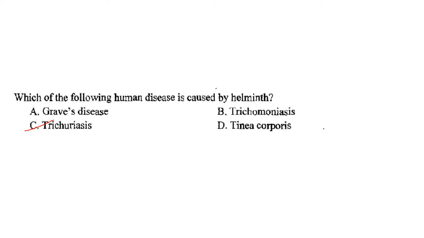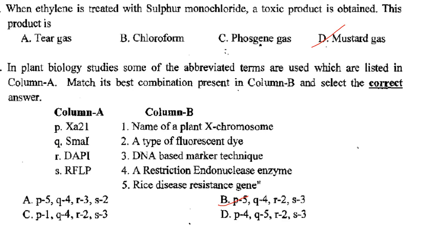Okay, coming to the next question. Which of the following human diseases is caused by helminth? So it is trichuriasis that is caused by helminth. When ethylene is treated with sulfur monochloride, a toxic product is obtained. This product is mustard gas. Answer is option D.